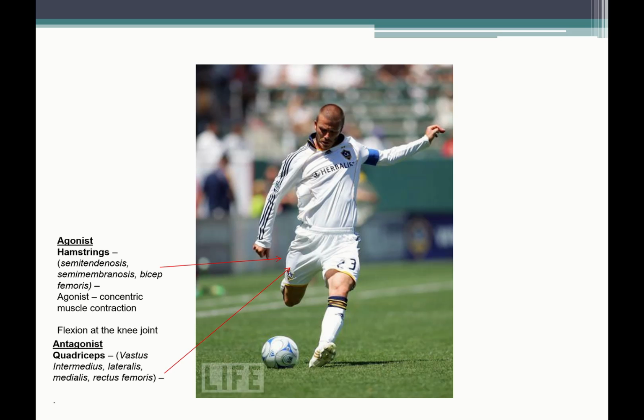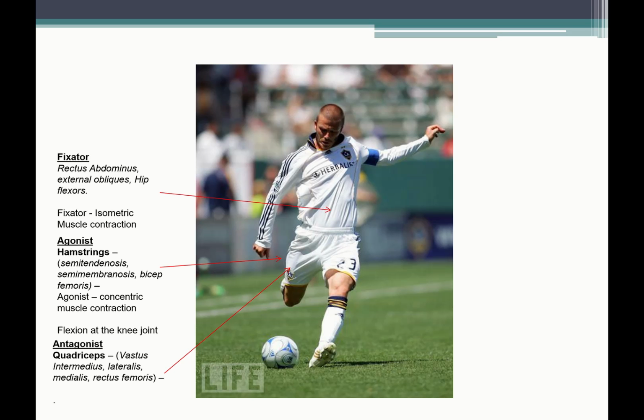Now, as we said, muscles are working in teams, and when we talk about the agonist and antagonist, we're talking about muscles working in pairs. So the antagonist, the opposite to the hamstring, is the quadriceps. So the quadriceps are made up of the vastus muscles and the rectus femoris, and this is acting as a brake as David Beckham flexes his right knee.